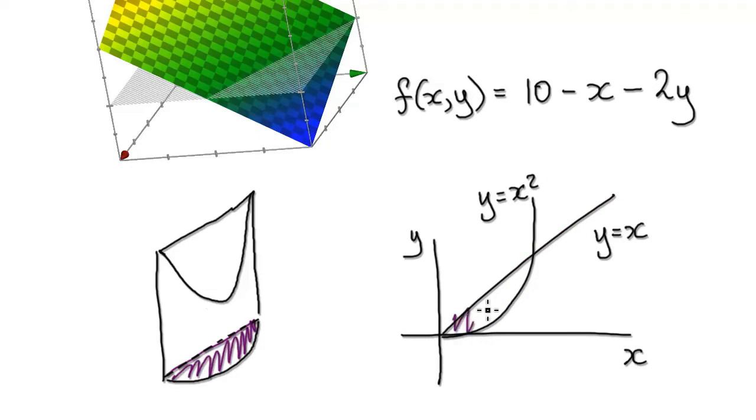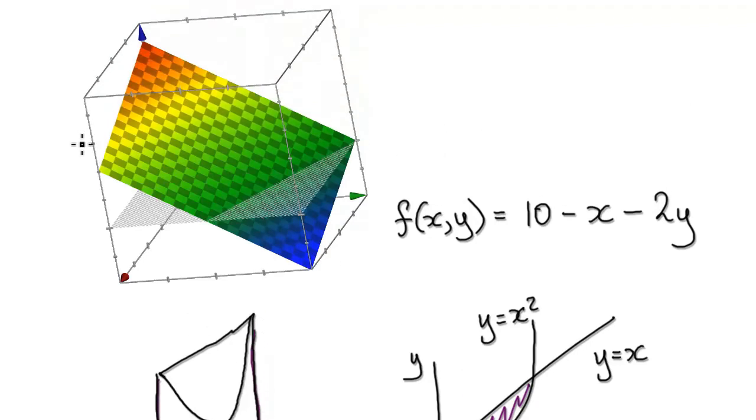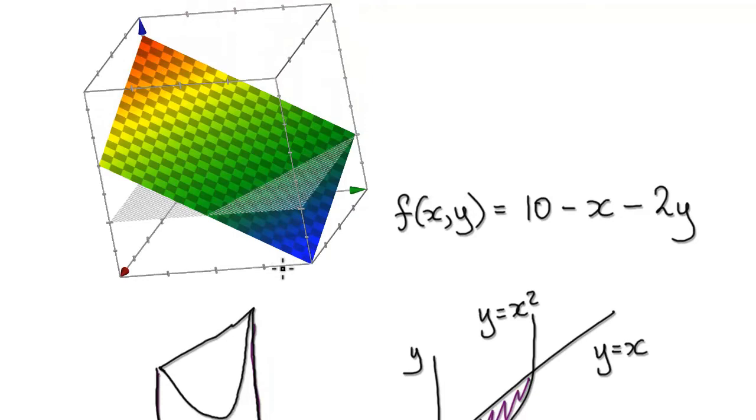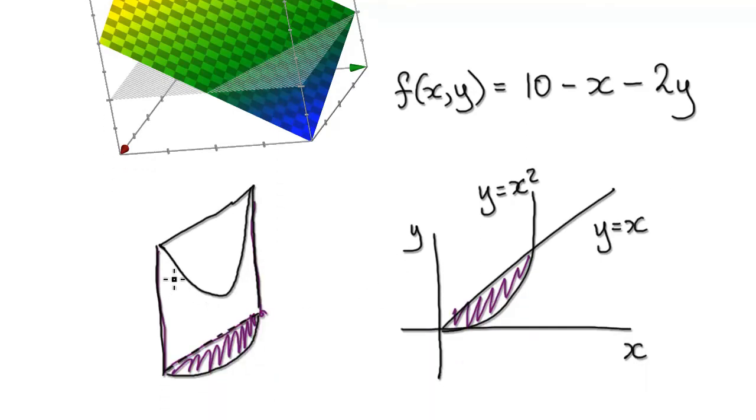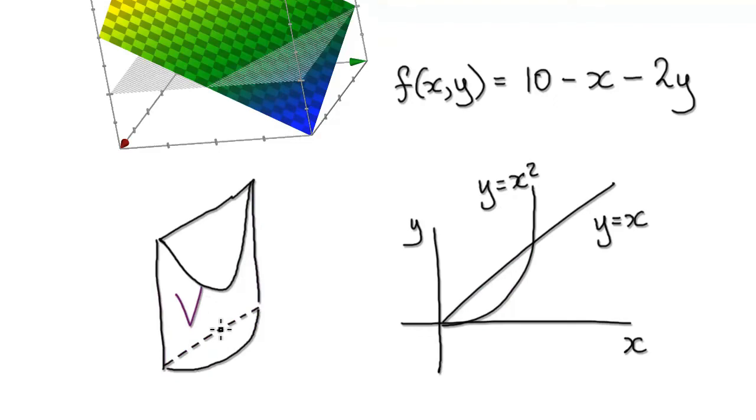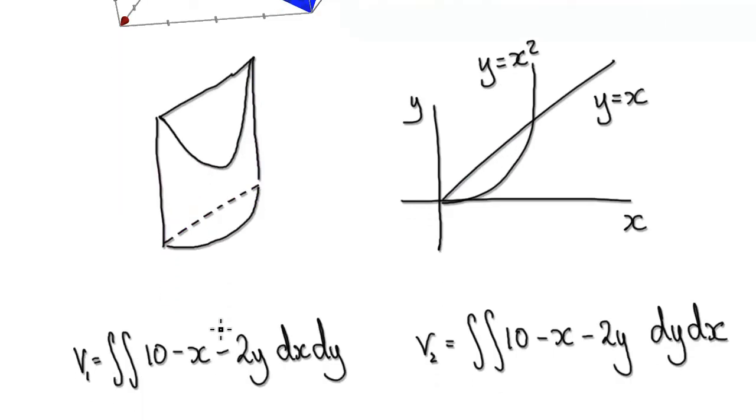That's this region here. And when you shoot straight up, and then here you've got a plane, a slanted plane. So it cuts our solid, giving you this shape, this volume here. Our job is to work out this volume here. Okay, so there are two ways of doing this. We can either do it by using dx then dy, or dy then dx. So in this video I'm going to show you both methods, and they will lead us to the same volume.